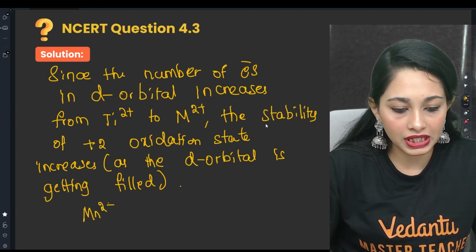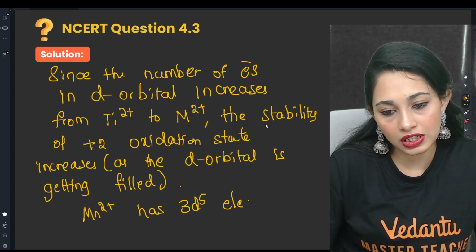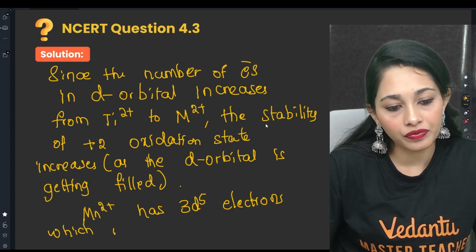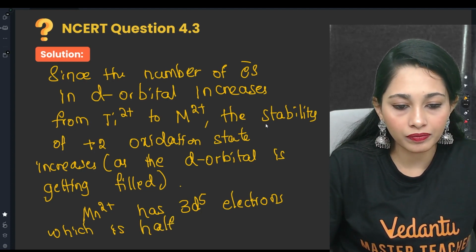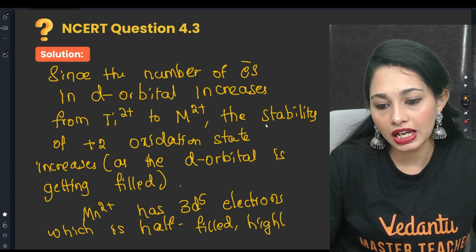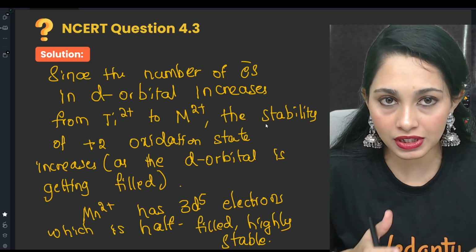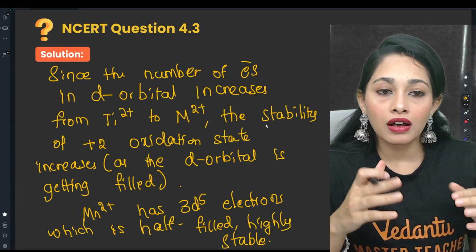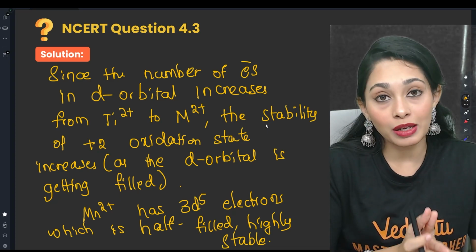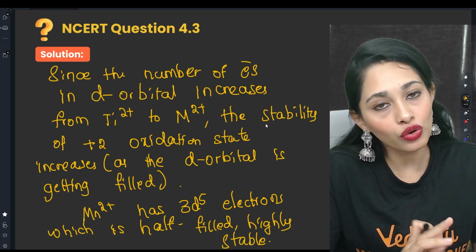Manganese 2 plus has 3d5 electrons, which is half filled, hence it is highly stable. So as the plus 2 oxidation state happens in case of these metals, they are reaching the half filled electronic configuration. That's the reason the stability increases from scandium to manganese in their plus 2 oxidation state.